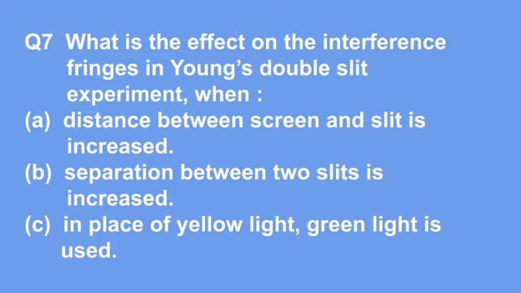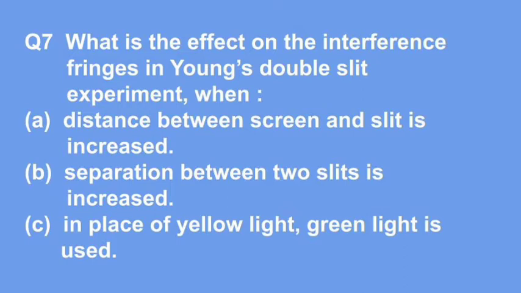You know the expression of fringe width in interference pattern, that is beta = lambda D / d, where lambda is the wavelength of light used, capital D is the distance between screen and the plane of the slits, and small d is the separation between the slits. Now you can very easily give the answers.